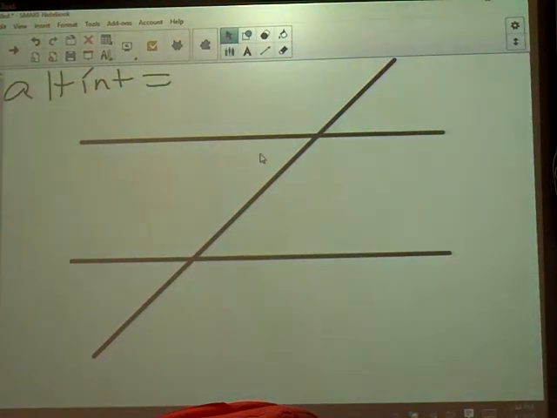So inside the parallel lines, if I name this one angle 1, its alternate interior angle would be that one there. Right? Opposite sides of the transversal, inside. So I know 1 and 2 are equal because they're alternate interior angles. We'll name this one 3. It would be alternate interior with 4. So 3 and 4 would be alternate interior angles.